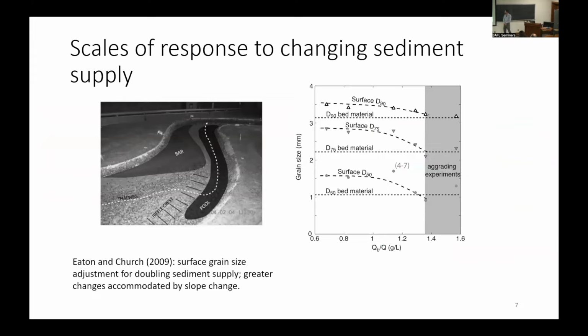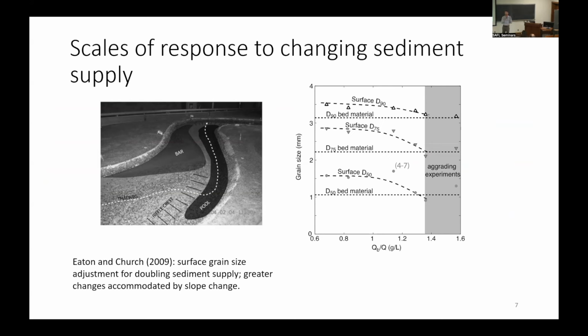This is similar work that was done indoors by Eaton and Church in 2009, where they also changed the sediment supply into an inset experimental meandering channel. Their main finding with this work was that if they doubled the sediment supply, they mainly only saw surface grain size adjustment. They didn't really see slope changes. They didn't see changes in the bar pool morphology. The bar amplitude is largely a sorting phenomenon up to some threshold, at which point the whole thing started to aggrade. Okay, so there are different scales.